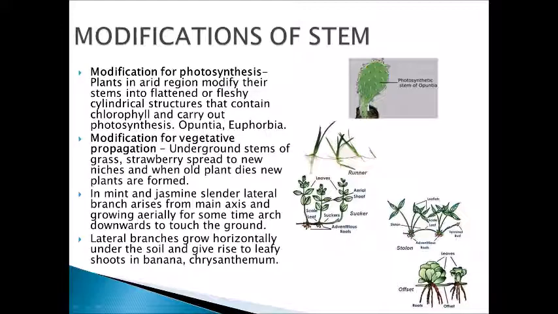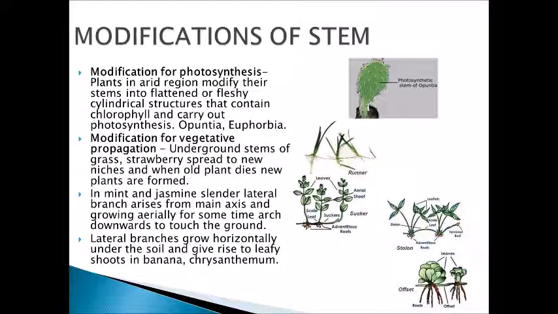Modification for photosynthesis. It is seen in plants which grow in arid regions where there is scarcity of water; they modify their stems into flattened or fleshy cylindrical structures that contain chlorophyll and carry out photosynthesis. The examples, all cactus plants, in that the common one is Opuntia, Euphorbia.